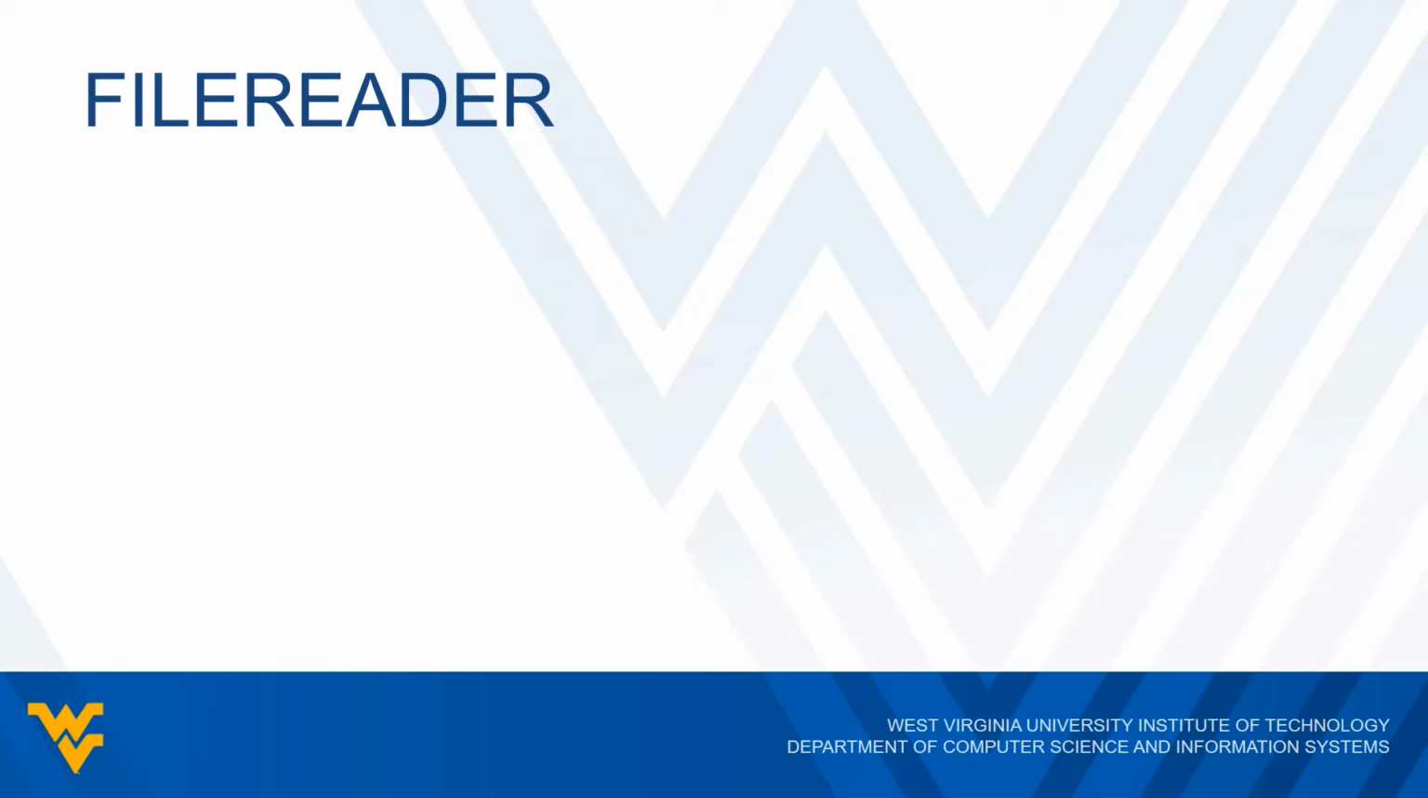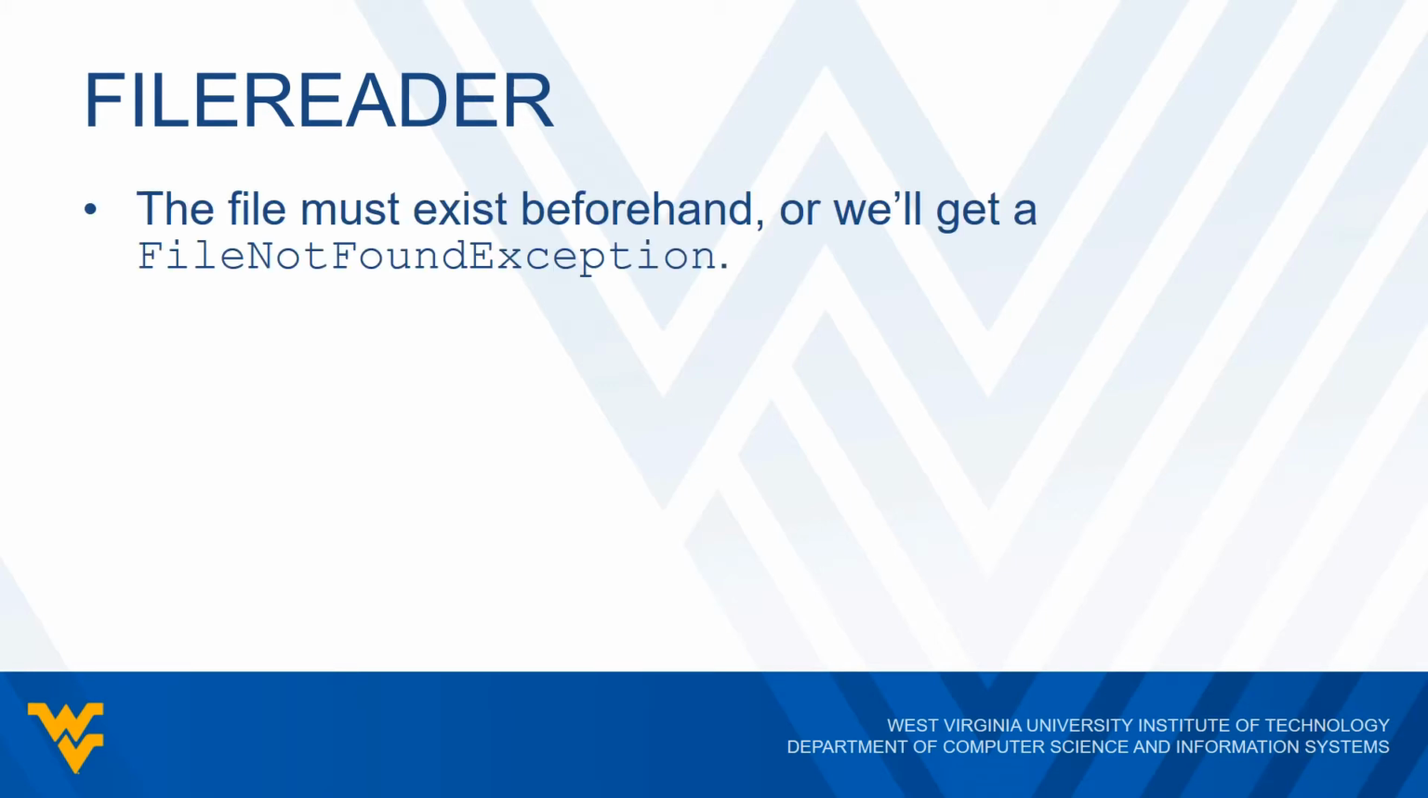Now, in order to make that line actually work, the file must exist beforehand. So in our example, there must be an input.txt file. Otherwise, we're going to get what's called an exception. In this case, it's going to be called a FileNotFoundException. Now, what's an exception? Well, for now, all we need to know is it's a runtime error. Something went horribly wrong while running the program.